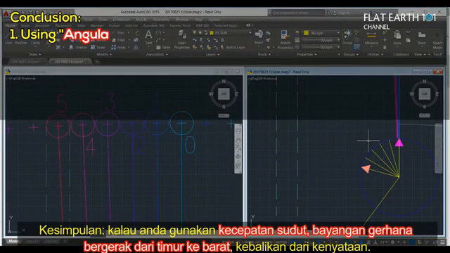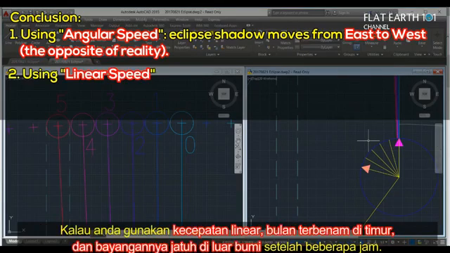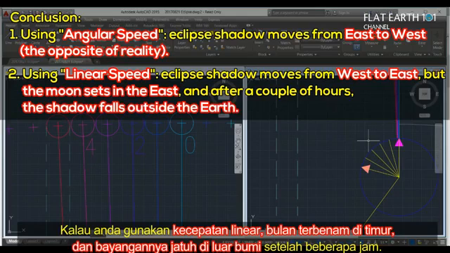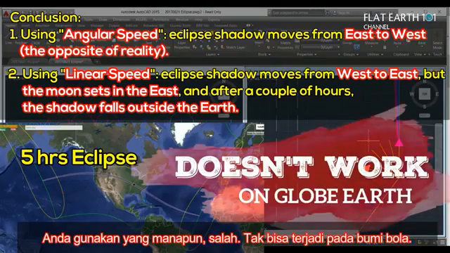If you use angular speed, eclipse shadow moves from east to west, the opposite of reality. If you're using linear speed, the moon sets in the east and the shadow falls outside the Earth after a few hours. Any which way, they're wrong. It really doesn't work on the globe model.